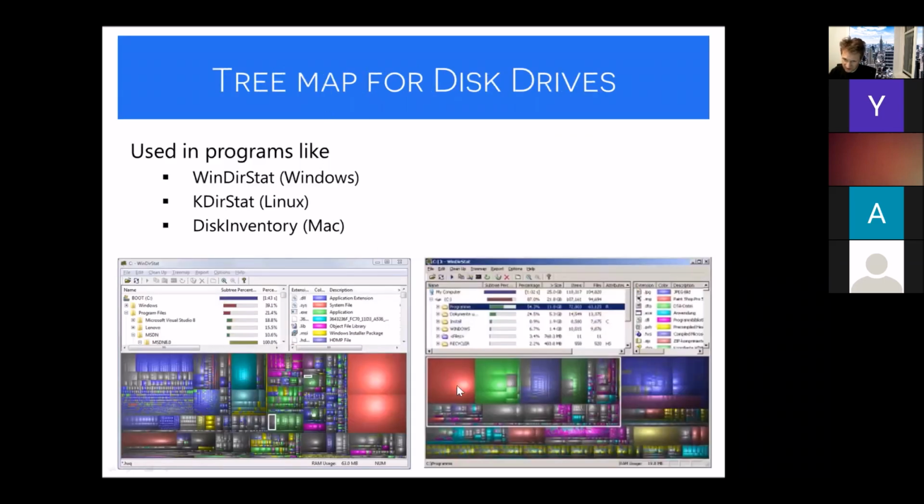Then disk drives, so you can get this. Different programs have this, right? In Windows, there's WinDirStat, which uses these treemaps. On Linux there's something called KDirStat. On the Mac, it's called Disk Inventory. They all have these treemaps to show you quickly, to give you an overview of how your disk is split, how your disk is broken up, right?